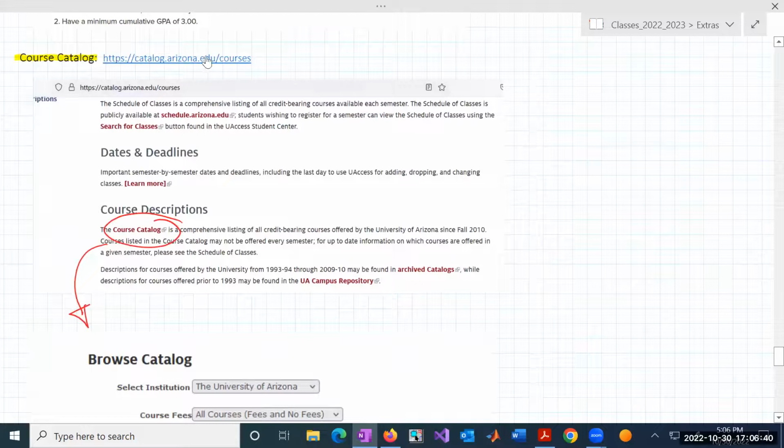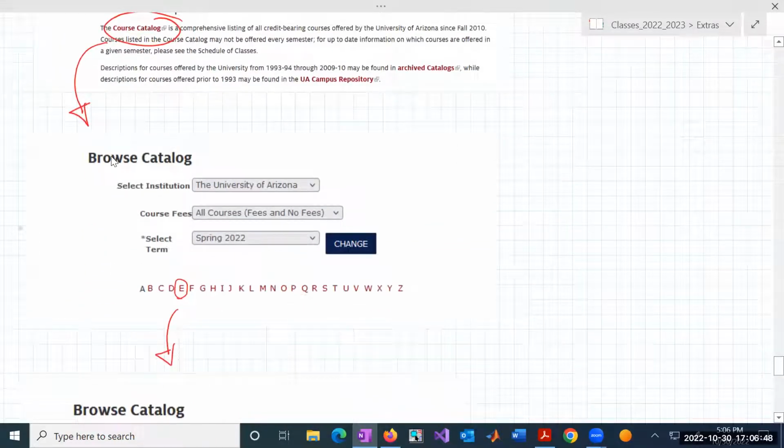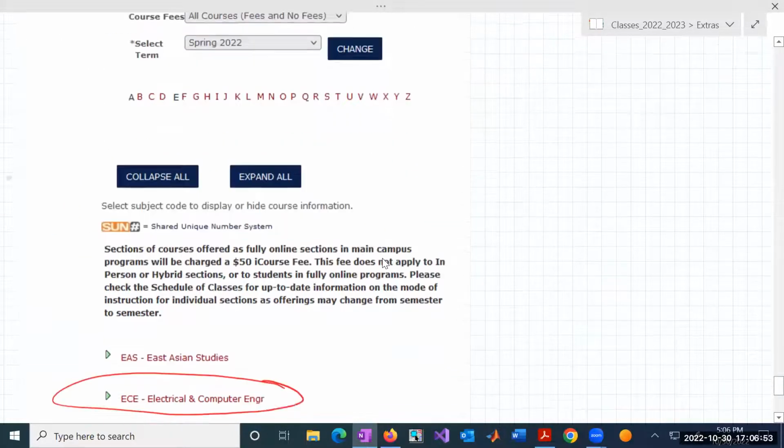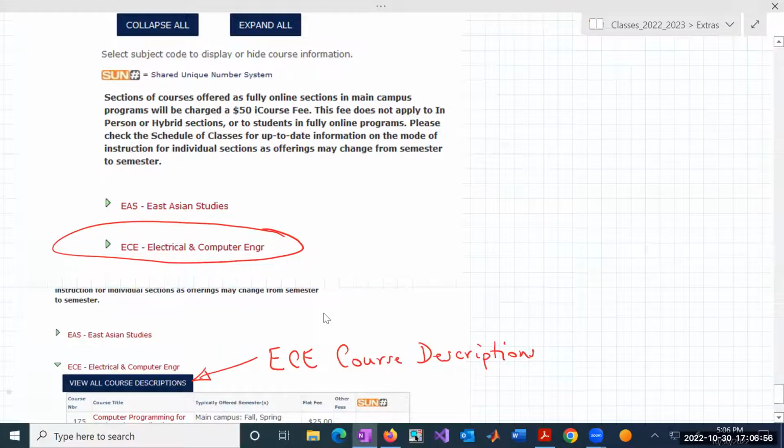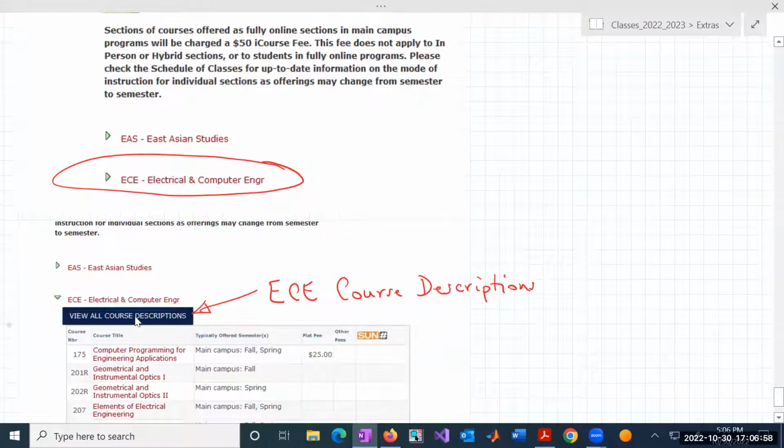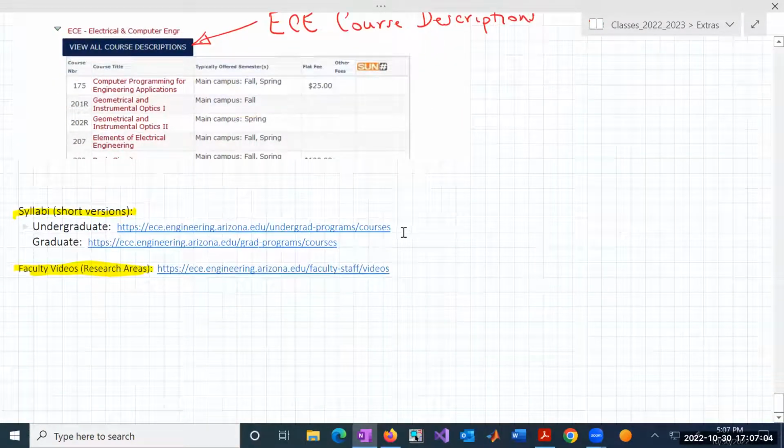If you wanted to look at course descriptions, you can find the course catalog through the main University of Arizona website. You could browse the catalog, click on E for electrical and computer engineering. Once you get that, now you can find that entire description in PDF form by viewing all course descriptions. And if you want to see a syllabus, which includes not only the course descriptions, but the topics and an outline, the student learning outcomes, and faculty videos, here are the links for those.